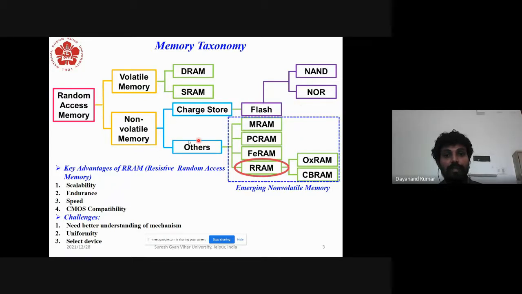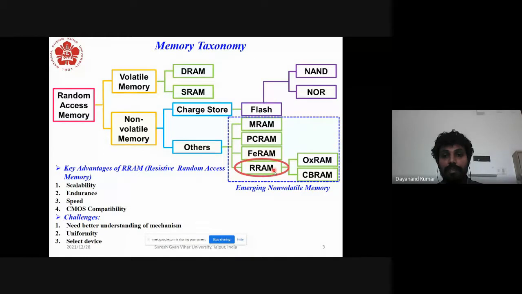The other memories are the emerging non-volatile memories. Emerging means these are all non-volatile memories, but they are emerging for future prospects. There is the MRAM, magnetic RAM, PCRAM, phase change RAM, FeRAM, and RRAM. But our topic is basically the RRAM. RRAM is the resistive random access memory.